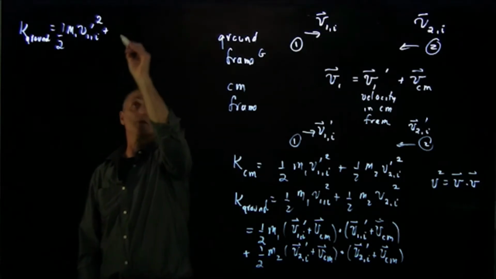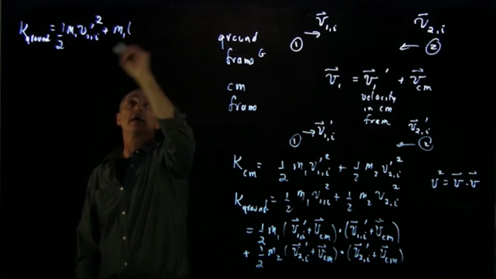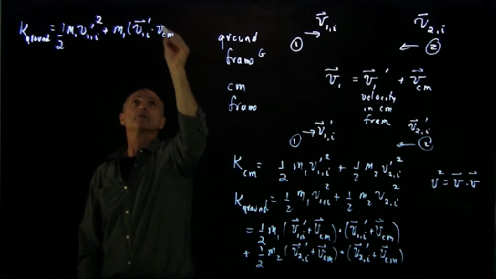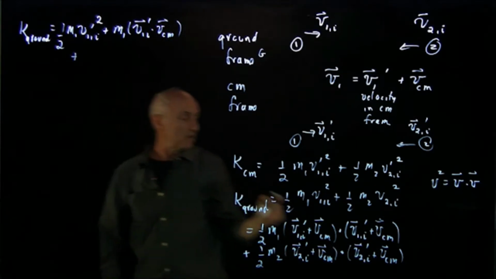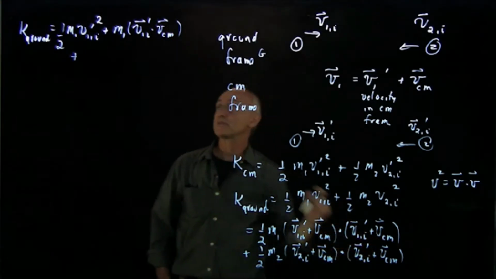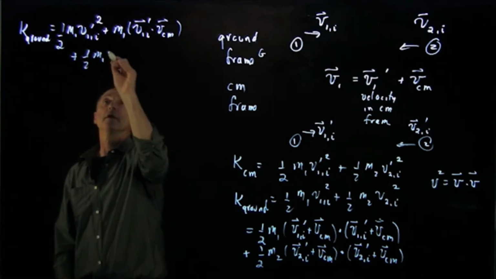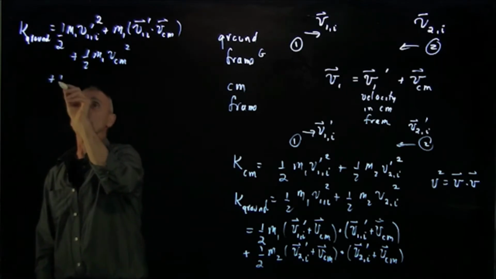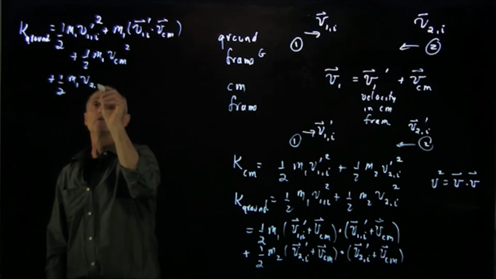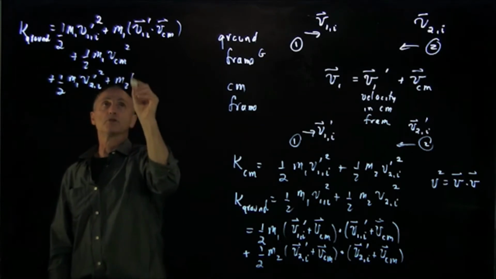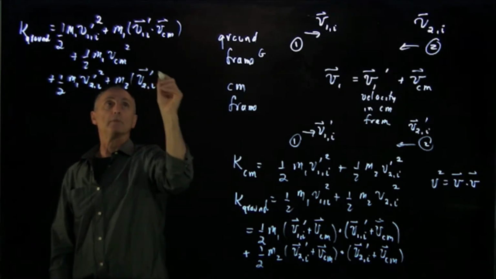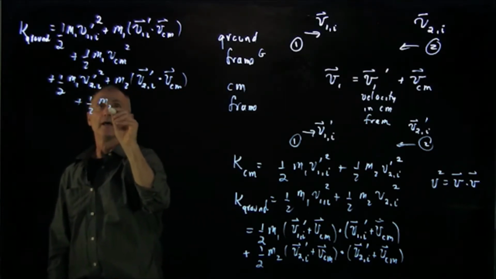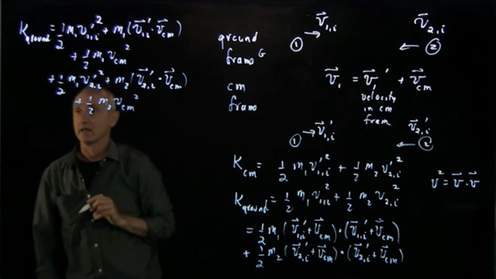So the cross term is m1, that canceled the factor of 2, v1i prime dot vcm, plus the vcm with itself, so that's 1/2 m1 vcm squared. Now I have exactly the same thing on the next one. So we'll write that down: 1/2 m2 v2i prime squared plus m2 v2i prime dot vcm, plus 1/2 m2 vcm squared.